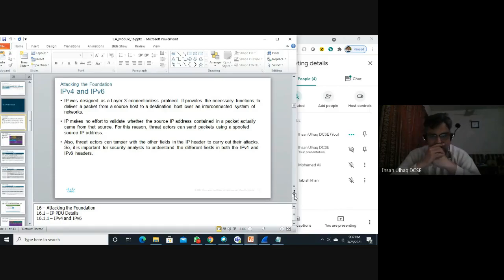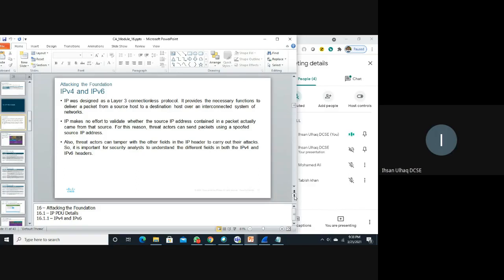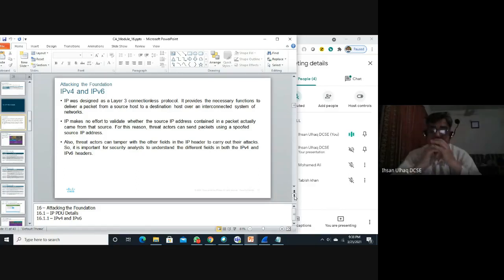IP never says to you, okay, you are sending this packet with this IP, and this IP doesn't belong to you. No. So you can craft packets with the wrong IP address. It is your choice. It is called IP spoofing, right? So for this reason, a threat actor can send packets using a spoofed source IP address. You may be using the IP address of anybody else, maybe a server in your network. So it is spoofed, and this becomes an attack. The world will feel that the other machine is sending these packets, however, you are sending on behalf of this machine.